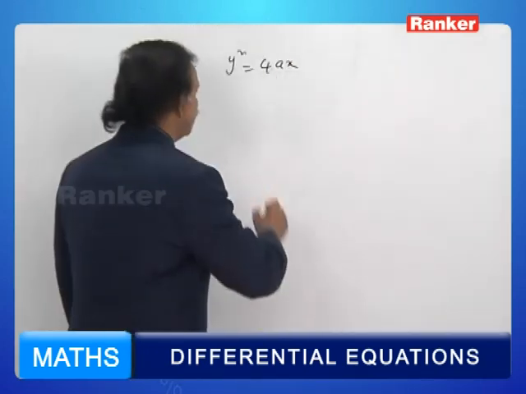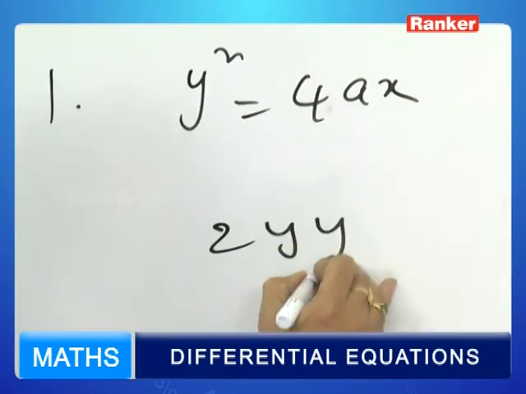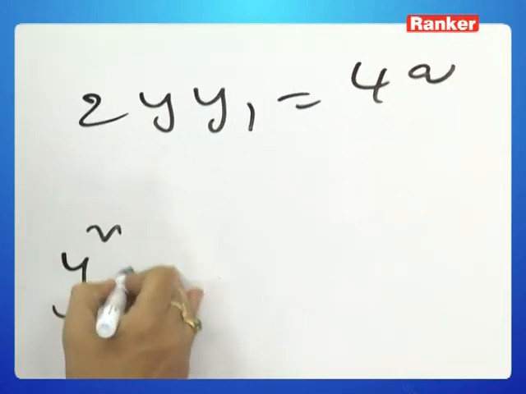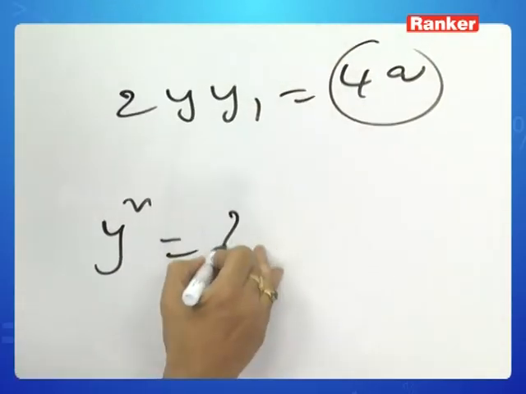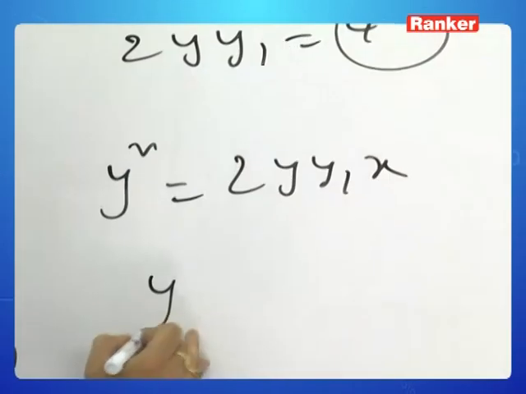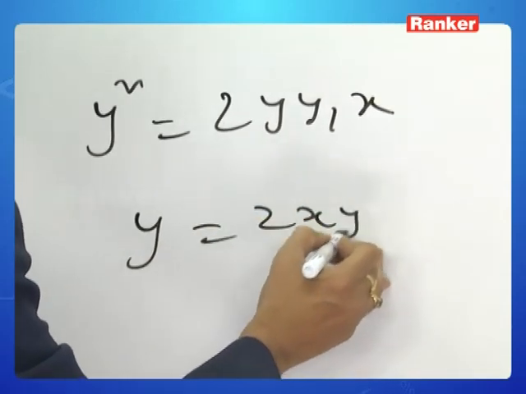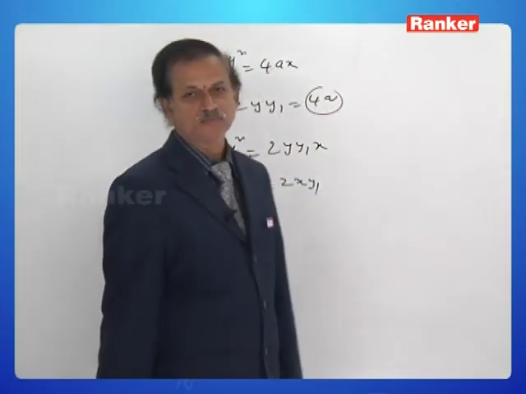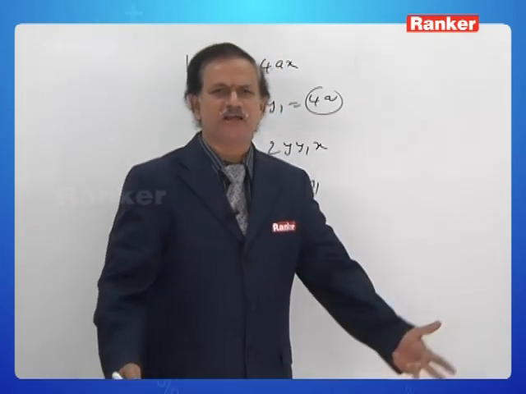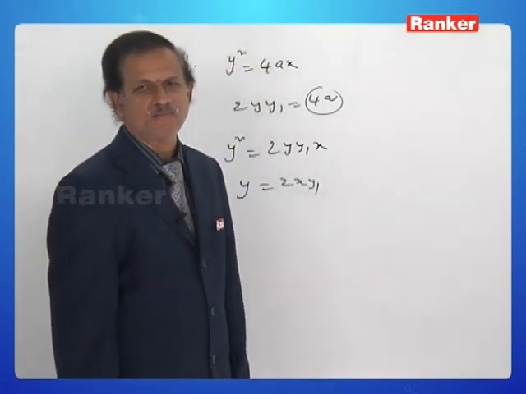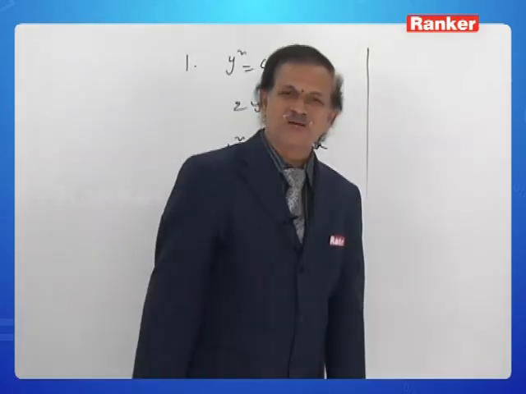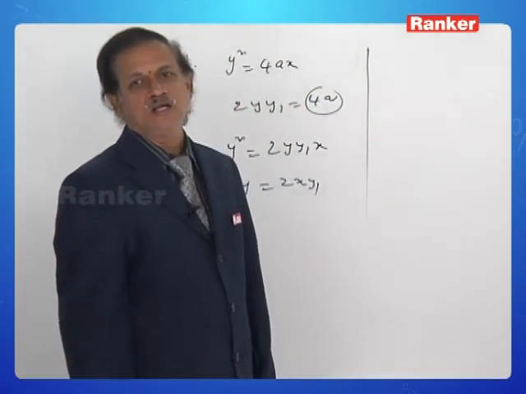Differentiating, 2y y1 is equal to 4a. Therefore y square is equal to, in the place of 4a you can write 2y y1, and you can cancel y also. y is equal to 2x y1 is the differential equation. You need not remember, my dear friend, it is very simple. On the spot itself we can obtain them. This is the parabola y square is equal to 4ax with vertex at origin and with axis as x-axis.